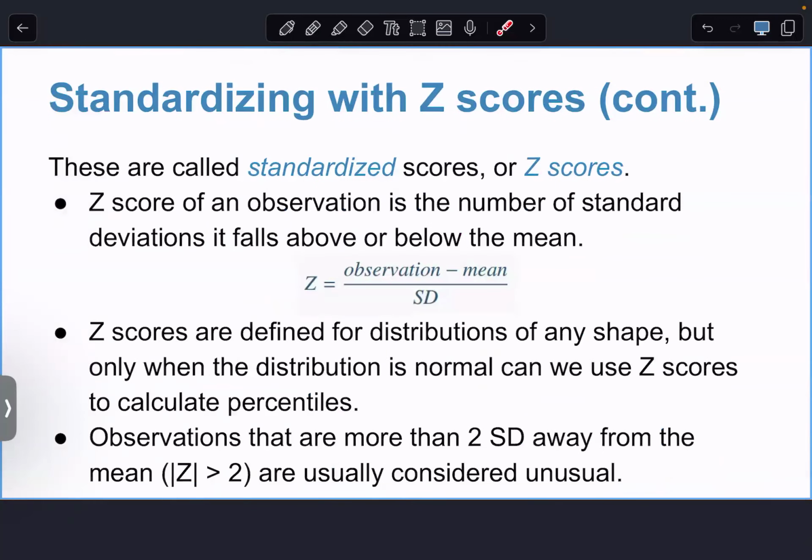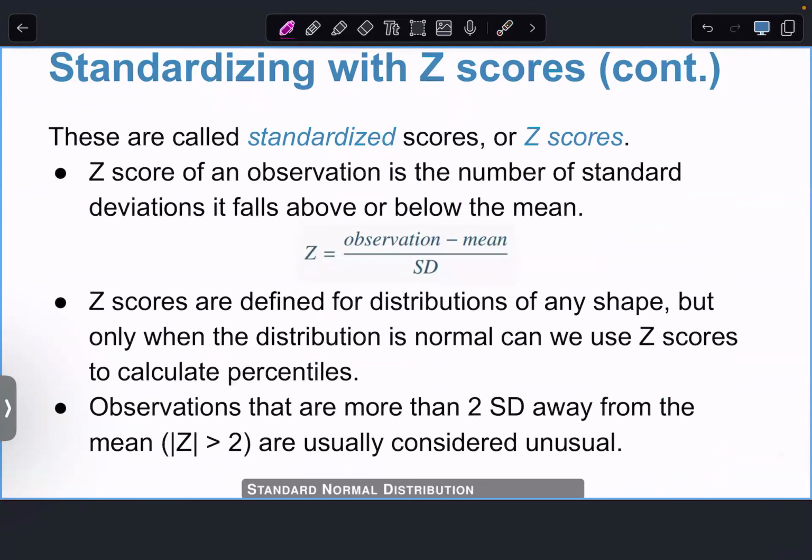So these are called standardized scores, or Z-scores is what we'll call them. And we kind of got there intuitively, right? The Z-score of an observation, and that observation is denoted by X, the Z-score of X is the number of standard deviations it falls above or below the mean. And so this is what we did, right? We took the score, found how far it was from the mean, took into account the spread, all good.